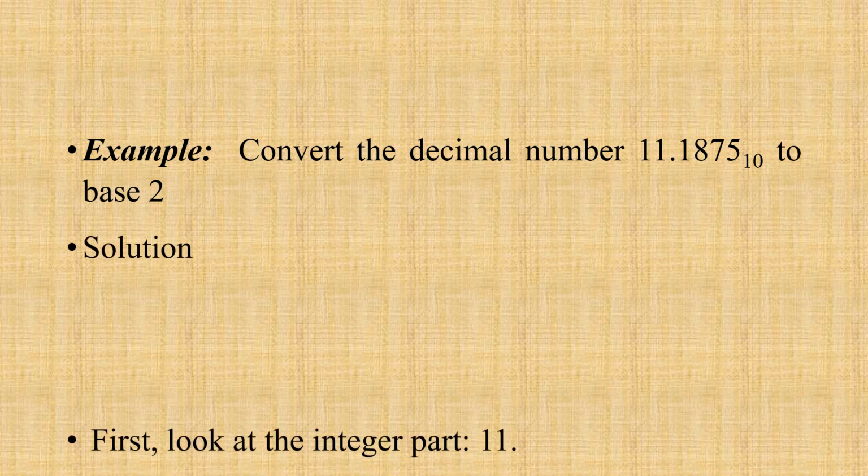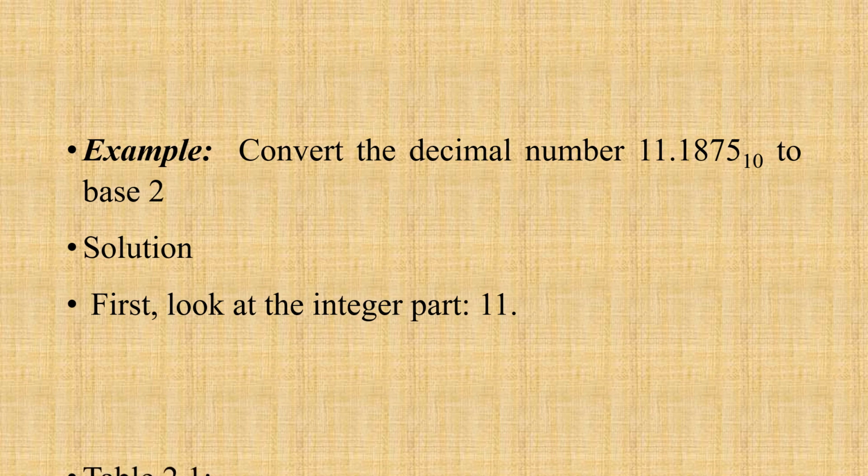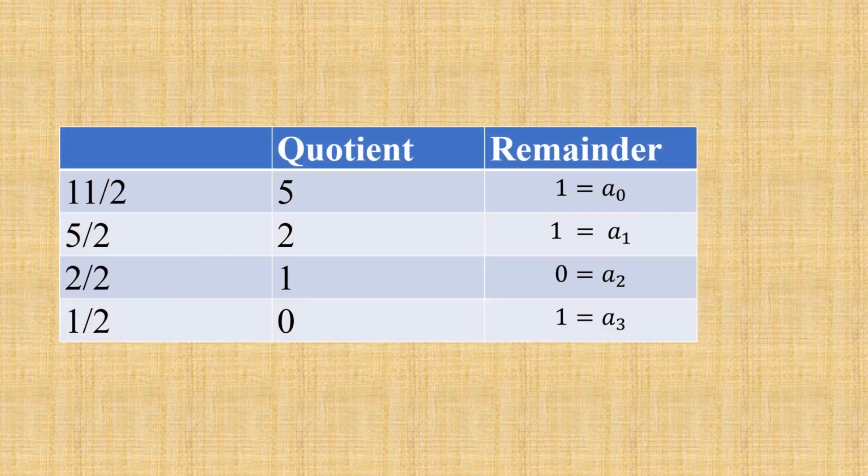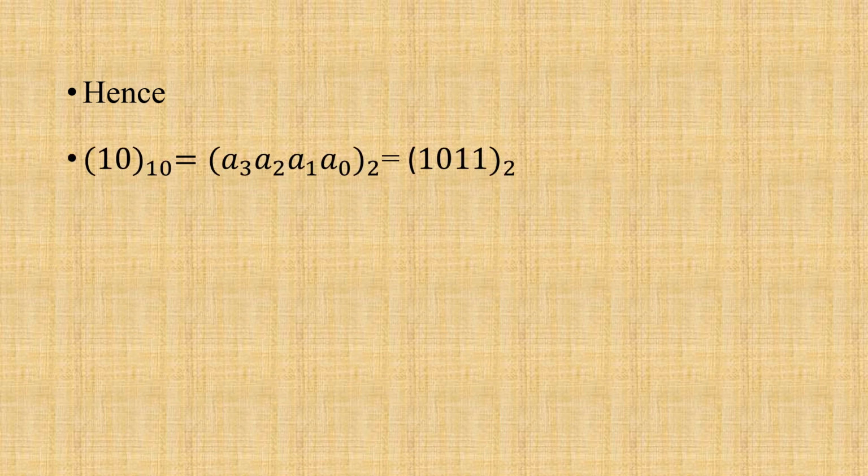Solution. First, look at the integer part, 11. Table 2.1. Quotient. Remainder. 11 divided by 2 equals 5 and the remainder is 1, which is A0. 5 divided by 2 equals 2 and the remainder is 1, which is A1. 2 divided by 2 equals 1 and the remainder is 0, which is taken as A2. 1 divided by 2 equals 0 and the remainder is 1, which is recorded as A3. Hence, 11 base 10 equals A3 A2 A1 A0 base 2 equals 1011 base 2.